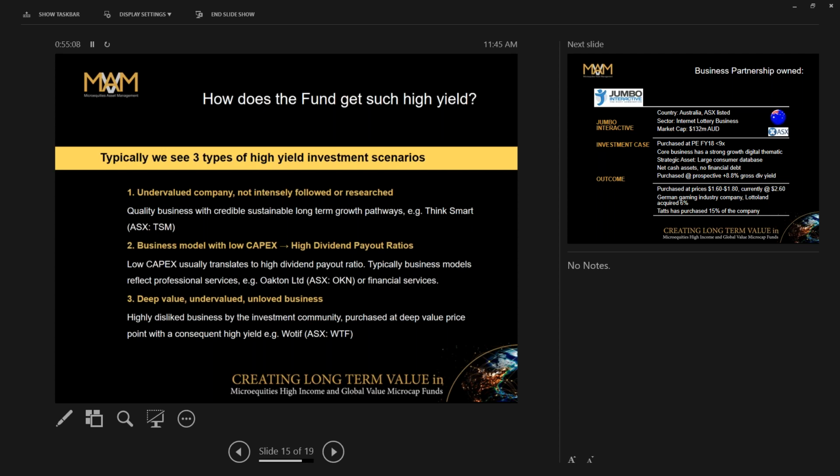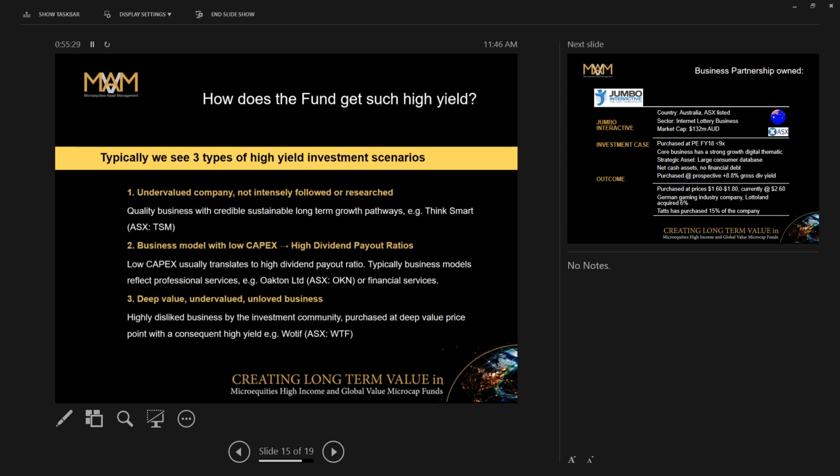The first one is a classic microequities value scenario, which is an undervalued company. It's not intensely followed or researched by the market, and hence we're afforded an opportunity to buy at a deep value price point. And because we're buying at a deep value price point, the yield is very high.